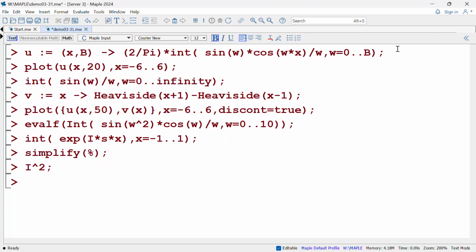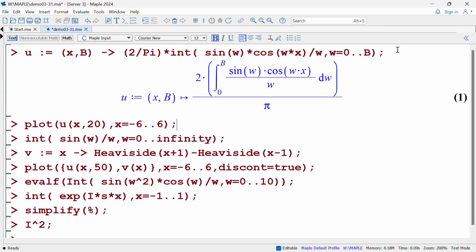I'm defining a function. So u, colon equals, means I'm defining the thing, and I'm defining a function. x comma b is going to go to that integral from, let's see, I could have made that. Yeah, that's symmetric. Those are even functions, so it's 2 times the integral from 0 to b.